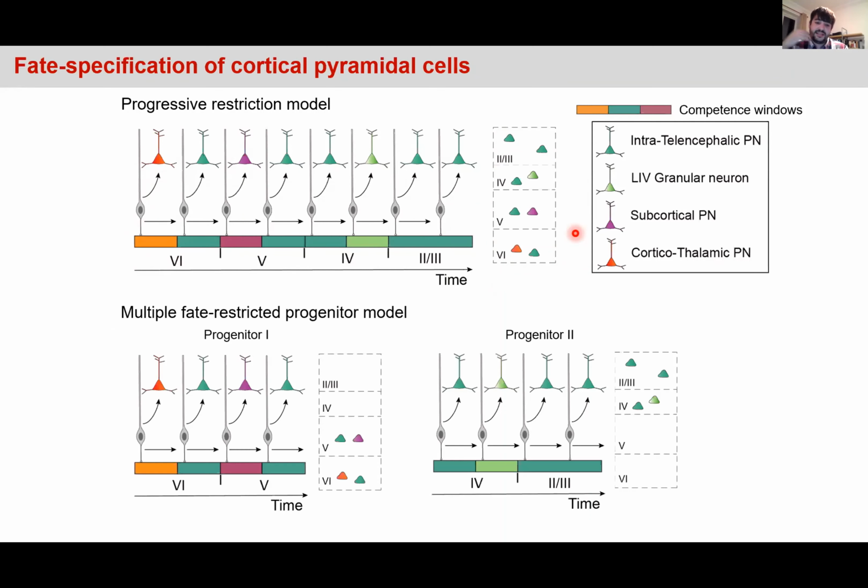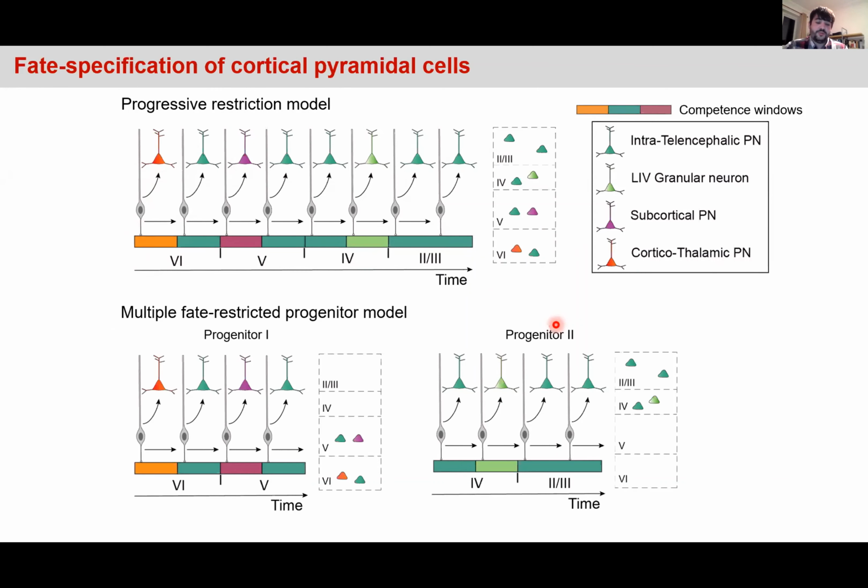Now, other studies have proposed alternative models for cortical neurogenesis in which the generation of this set of cell types comes from the collective effort of different pools of progenitor cells that are somehow pre-specified to generate certain types of excitatory neurons.